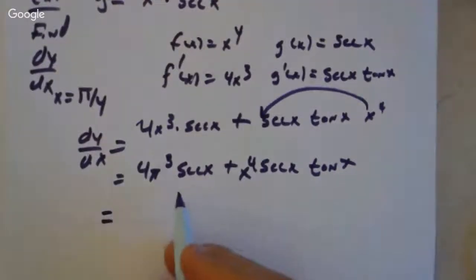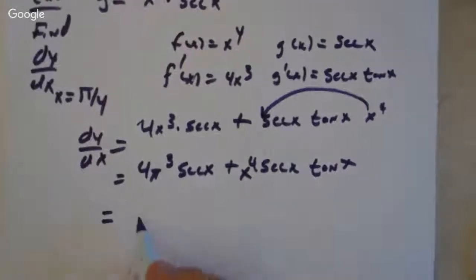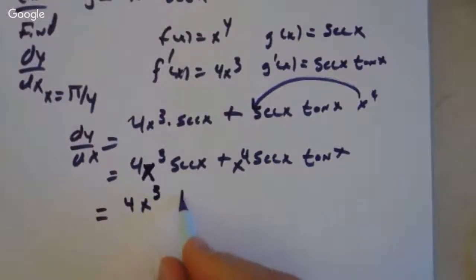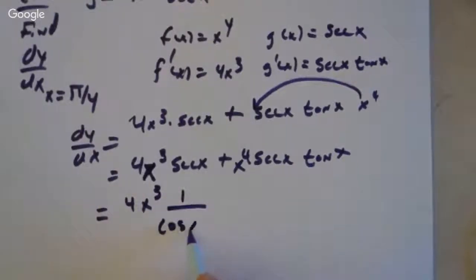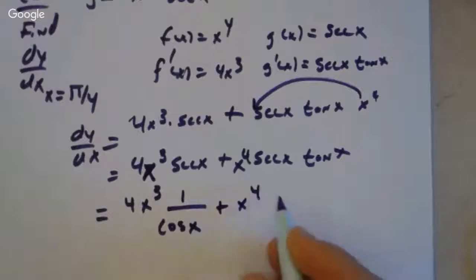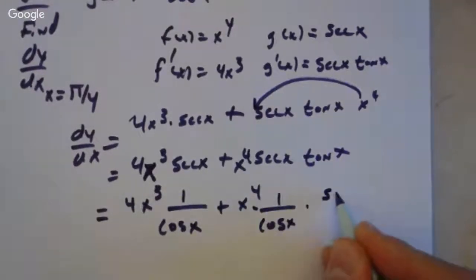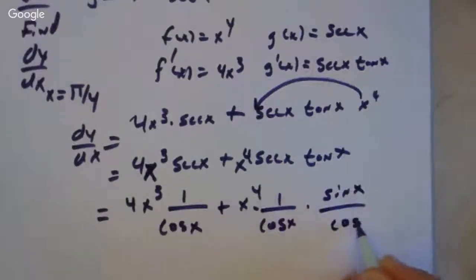So let's plug in. Now, I don't know those, so I'm going to convert everything to sine and cosine. Secant is 1 over the cosine. Tangent is sine over cosine, right. So 4x cubed times 1 over cosine of x plus x to the 4th times 1 over cosine x times sine x over cosine x.